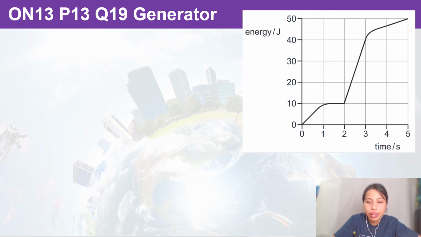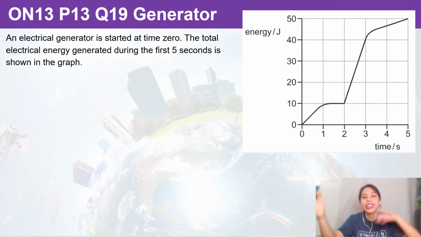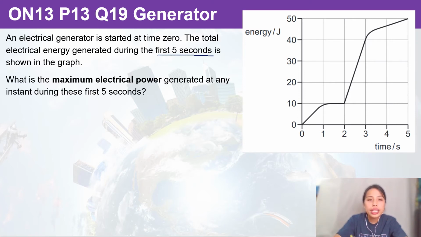Now let's look at something that's not electrical related. Or is this electrical related? Let me see. Oh, it is electrical related. But we have a graph. Now, this graph on the right shows the energy changes in time, and this is for an electrical generator. So the electrical generator during the first 5 seconds is shown. What is the maximum power generated at any instant? So at any point along this 5 seconds.